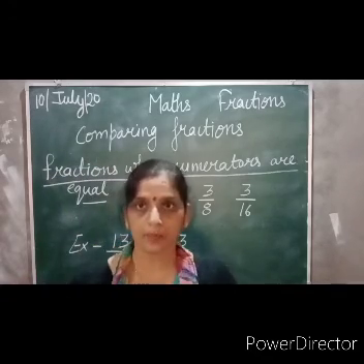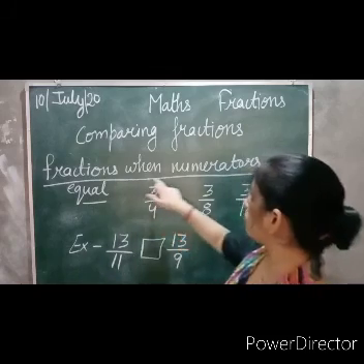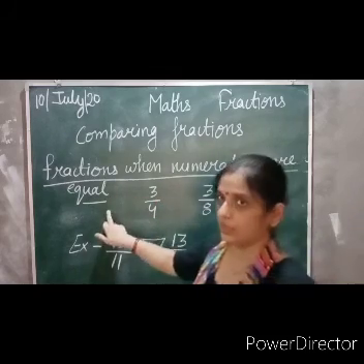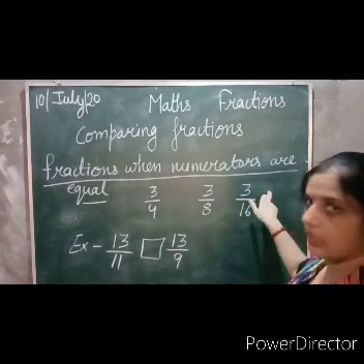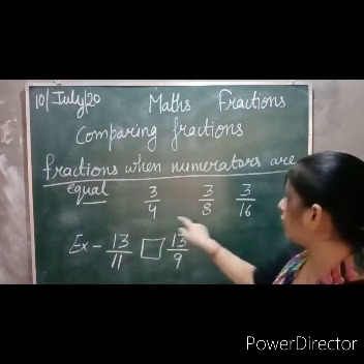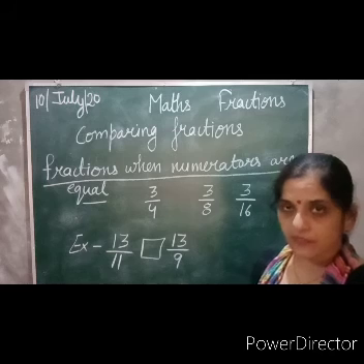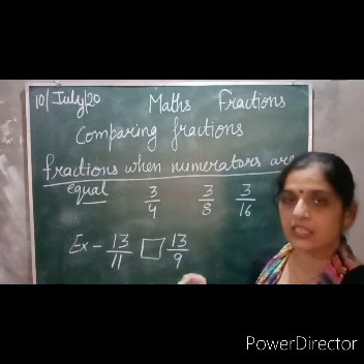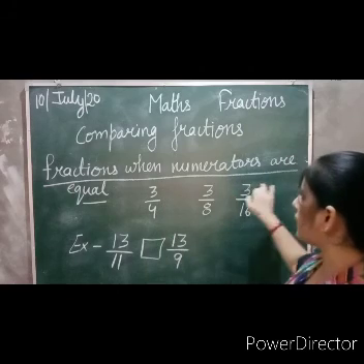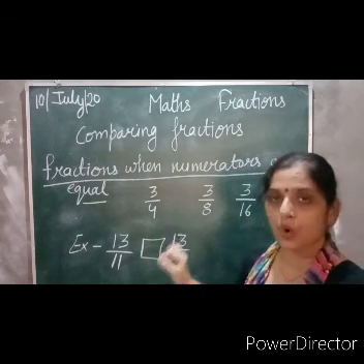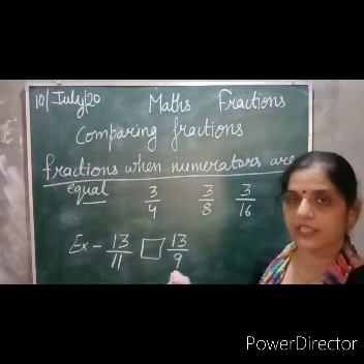Let's start the second part of this. Fractions when numerators are equal. The second type of fractions are those which have equal numerators. In that case we have to see the denominator. The one which has the smallest denominator is the greatest fraction. Again I am repeating, when numerators are equal, the one with the smallest denominator is the greatest fraction.